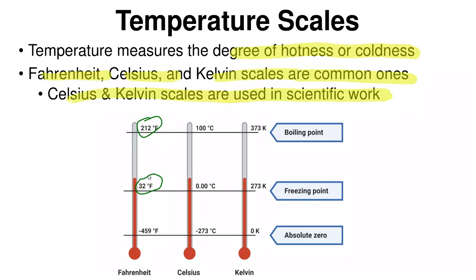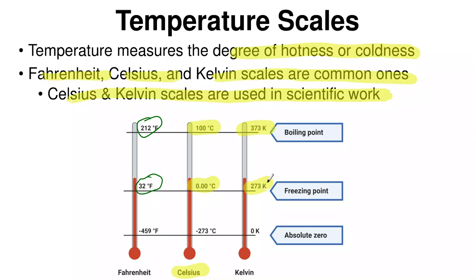Now we go to the Celsius temperature. The Celsius or the centigrade temperature scale has a boiling point of 100 and a melting point of 0 degrees Celsius, and then it has an absolute zero temperature of negative 273 degrees Celsius. And then the Kelvin temperature, on the other hand, which is commonly used in scientific work a lot, particularly in studying gases, has a boiling point of 373 Kelvin and a melting point or freezing point of 273 Kelvin.